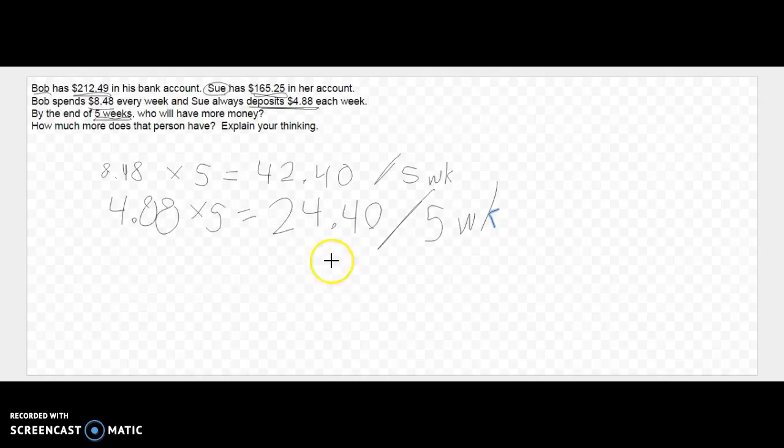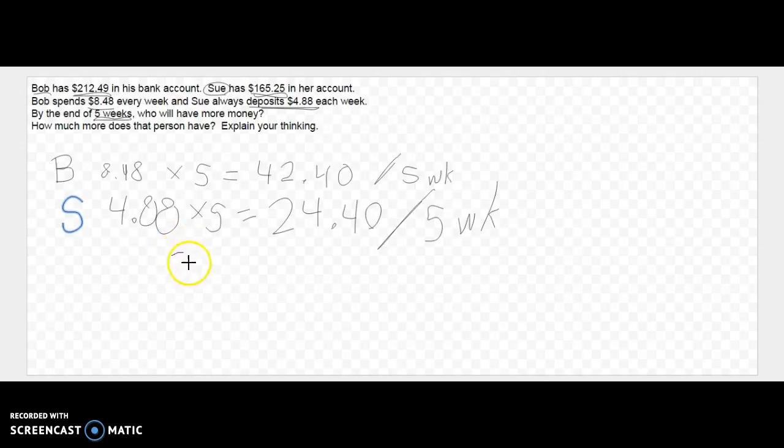Okay. So now we have 2 new pieces of information that are really important. The question is, by the end of 5 weeks, who will have more money? Okay, so I should label these so I know who's who. 8.48 was Bob, so I'm going to put a B over here so I don't lose track of my numbers. And then the 4.88 was Sue. Okay, so now I've got that straight.